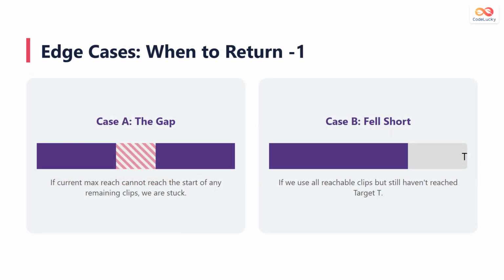Be careful of edge cases. If at any point we cannot find a clip that overlaps with our current range to extend it, we have a gap, and it is impossible to complete the task. Also, if we run out of clips and still haven't reached the target t, we must return -1.